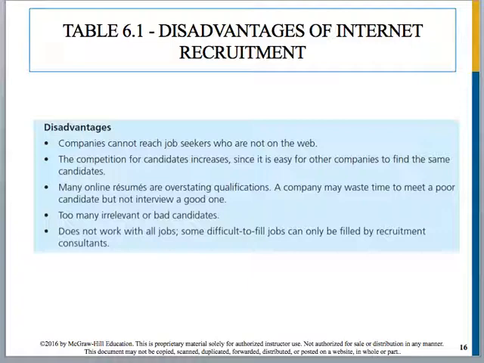Some disadvantages are that you can't reach someone who's not already on the web. You can have way too many irrelevant or bad candidates. It does not work with all jobs because some difficult to fill jobs can only be filled by recruitment consultants themselves. And many of your online resumes are overstating the qualifications, so you end up wasting time bringing in a disqualified candidate when you could be interviewing a good one.